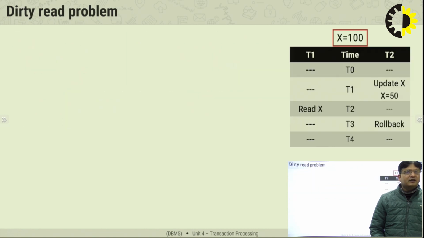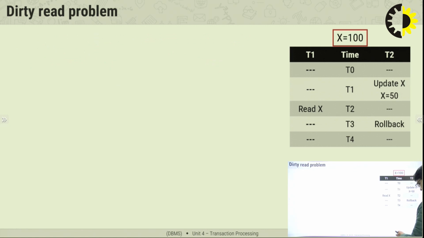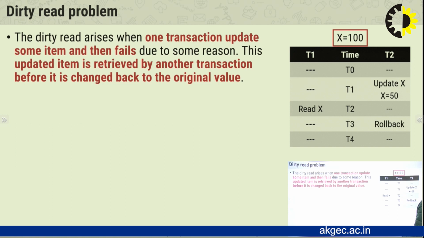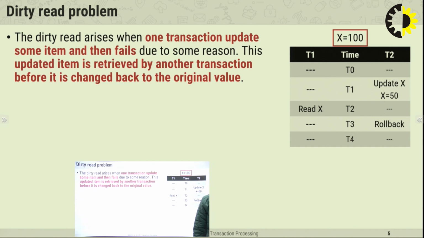Now the second problem is the dirty read problem. The dirty read problem arises when one transaction updates some data item and then fails due to certain reasons. This updated data item is retrieved by another transaction before it is changed back to the original value. Let us consider one example. Here the initial value of x is 100. Now there are two transactions T1 and T2. So we have updated the value of x. Now the updated value of x is 50. Thereafter transaction T1 reads that value, but due to certain reasons the transaction T2 rolls back.